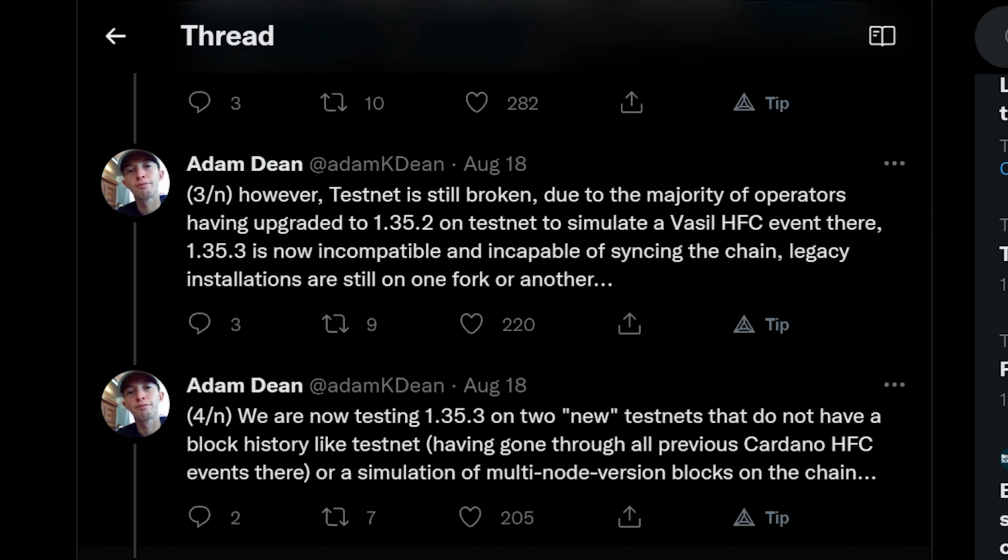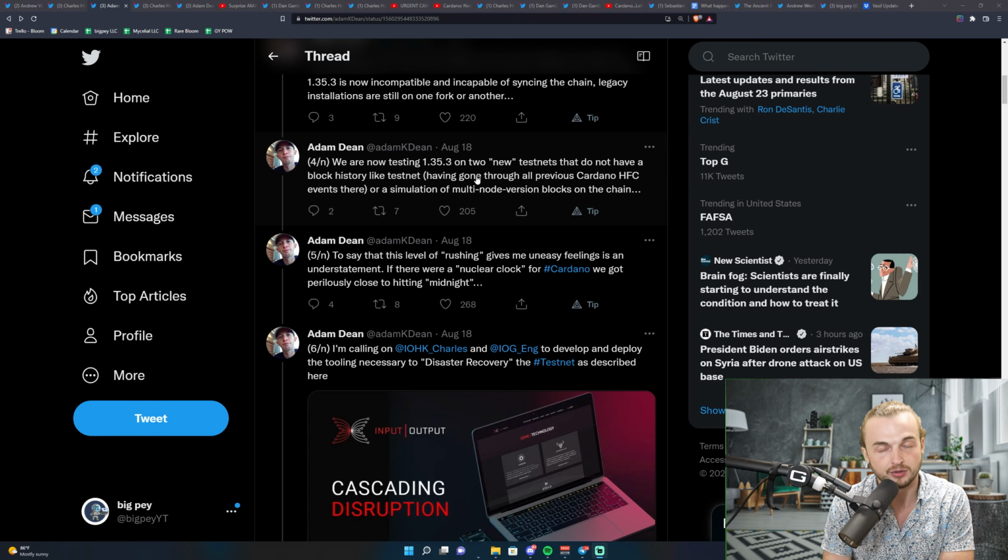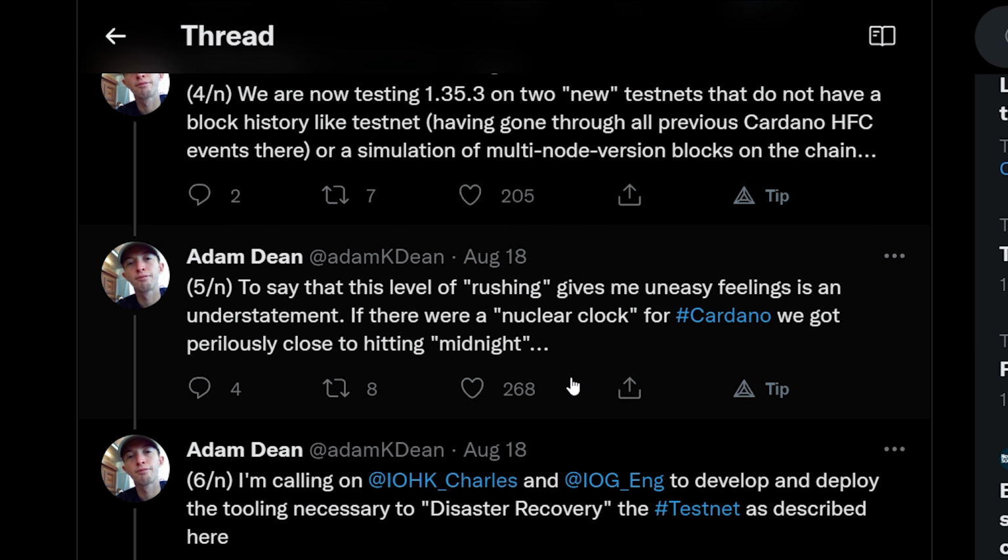However, the testnet's still broken due to the majority of operators having upgraded to 1.35.2 on the testnet to simulate the Vasil hard fork event there. 1.35.3 is now incompatible and incapable of syncing the chain. Legacy installations are still on one fork or another. We are now testing 1.35.3 on two new testnets that do not have a block history like the other testnet. And block history is important, or a simulation of a multi-node version of blocks on the chain.